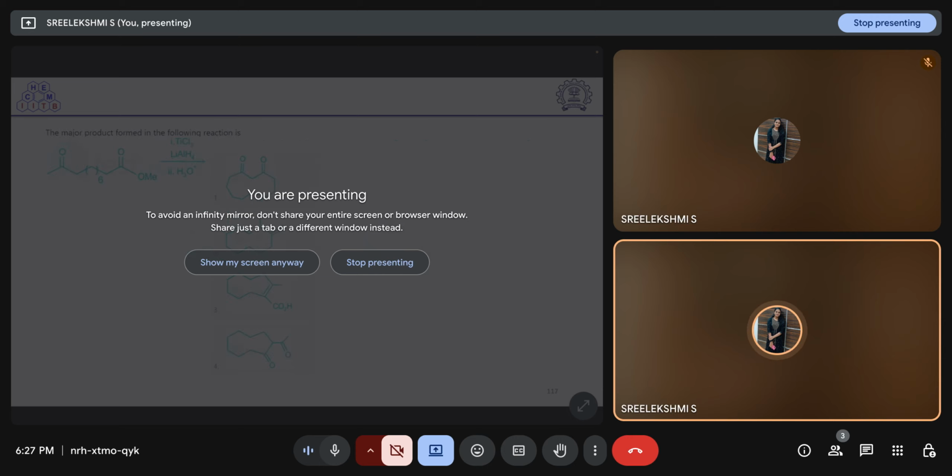Now the next question: the major product formed in the following reaction. So this ketoester compound in the presence of TiCl3 and LAH, then H3O plus, which will be the product formed here?